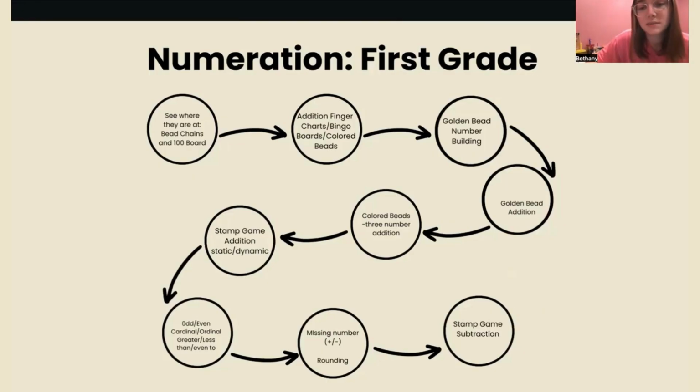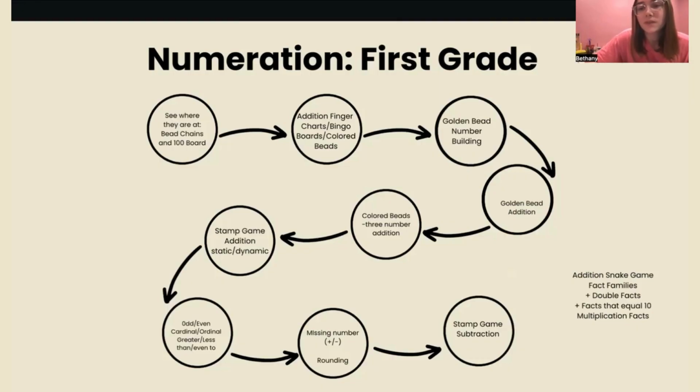I kind of just put those together because I don't have enough space for everything. And then stamp game subtraction, which should lead them into dynamic, or static and dynamic, by the end of first grade-ish, because they'll do it a lot in second grade. And then just some extra things. So on the map, again, it will tell you when to do it. But the other things I didn't include on just the brief overview of numeration for first grade, the addition snake game is a fun one.